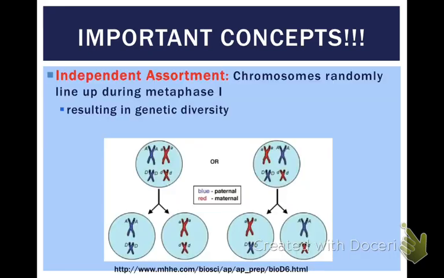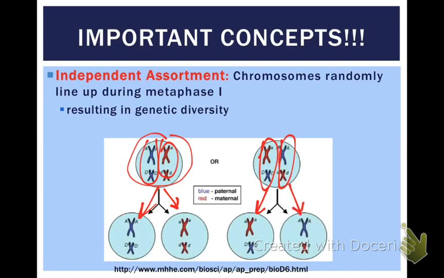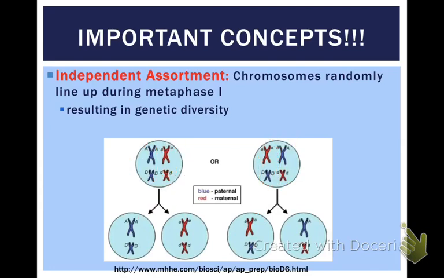Now, the next thing that we also talked about was independent assortment, saying that chromosomes, when they line up during metaphase, line up randomly. Sometimes they're going to line up like this picture right here, the blue ones on this side, the red ones on this side, and then they're going to split, and that's how the gametes are going to look. But sometimes you're going to end up with a red and blue, sometimes a blue and red, depending on how the chromosomes line up. It's random. It's not always the same. It's always different. Again, that makes us unique. That gives us our own genetic instructions.